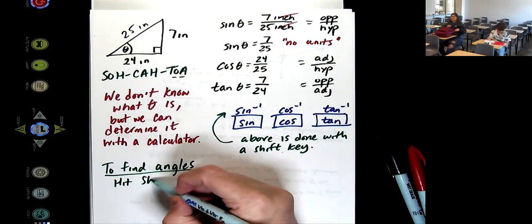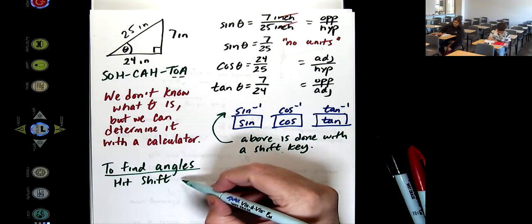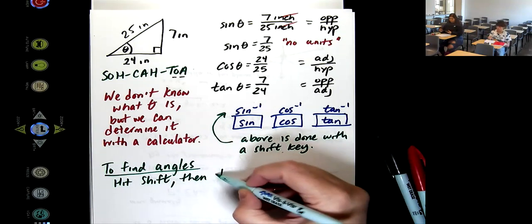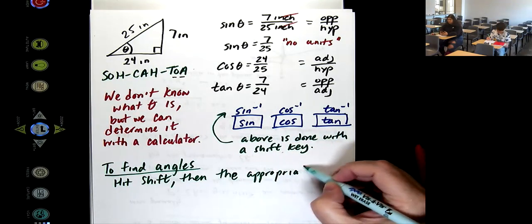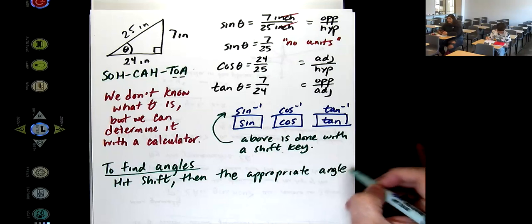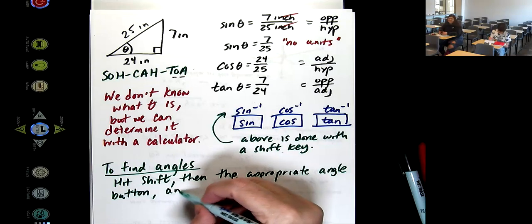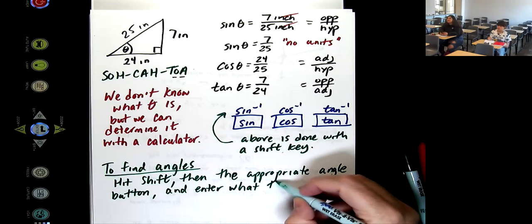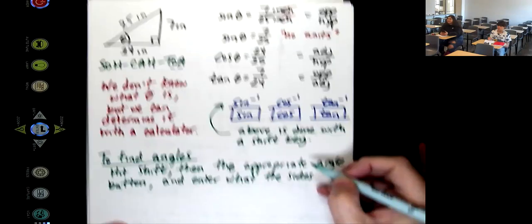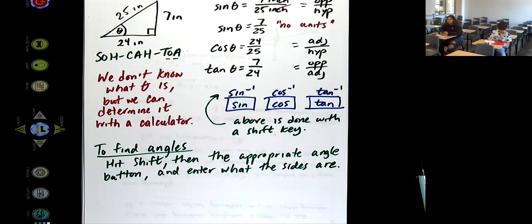Hit shift, or mode, or alpha, or whatever the button is. Then the appropriate angle button, and enter what the sides are. Okay, hit shift, then the appropriate angle button and enter what the sides are.